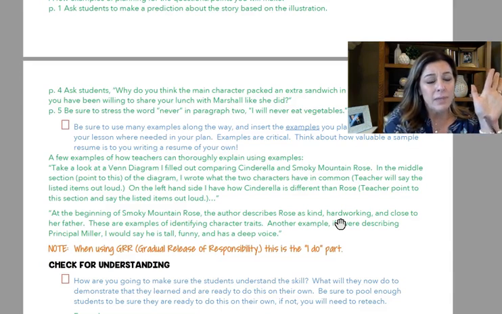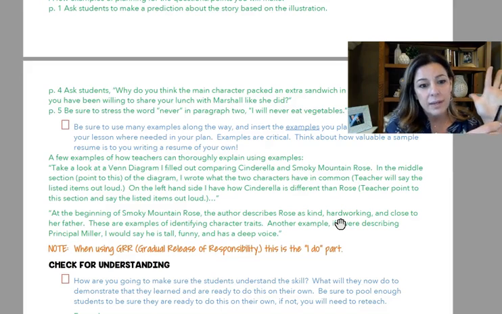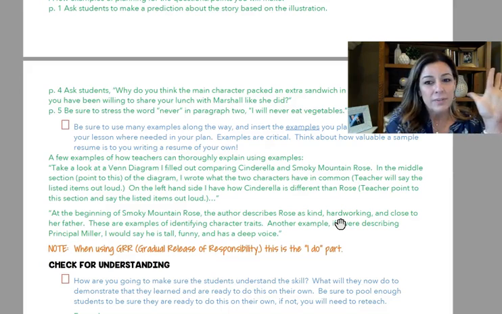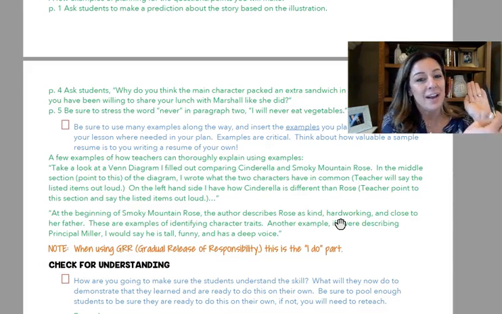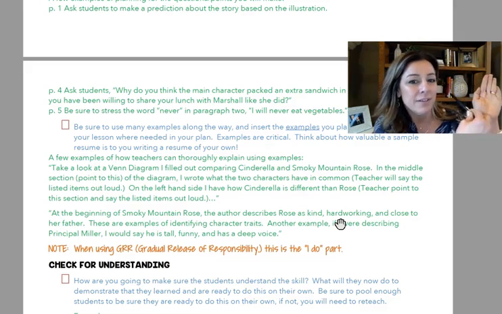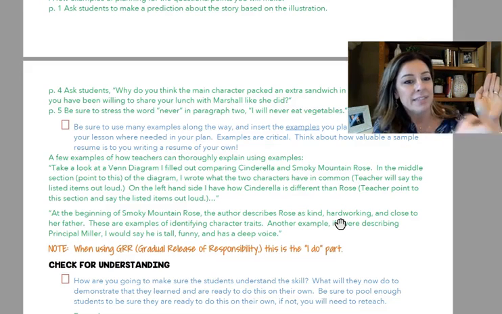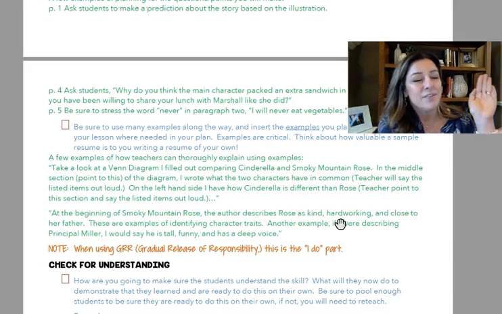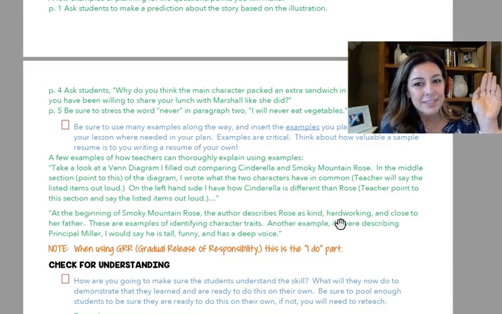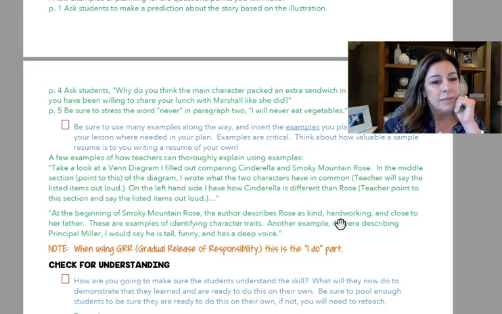Point to them as you go, because you may have a student who just zoned out for a second and then came back to you, and if you're pointing, that's helping. Or maybe they're having trouble hearing, and if you're pointing, that's helping. Being visual is very helpful. On the left side, I have shown how Cinderella is different than Rose. Point to this section on the left side and say the listed items out loud. And then, of course, on the right side, you would do the same and you would point as well.